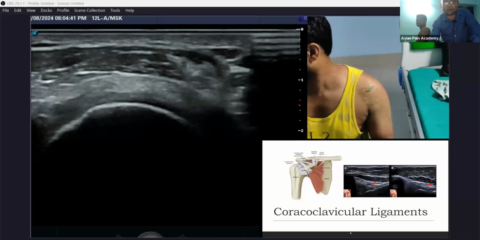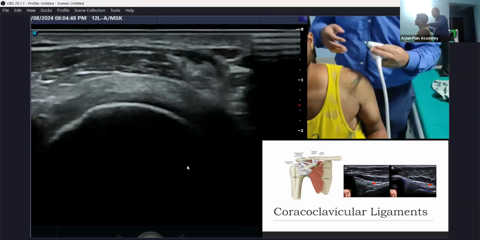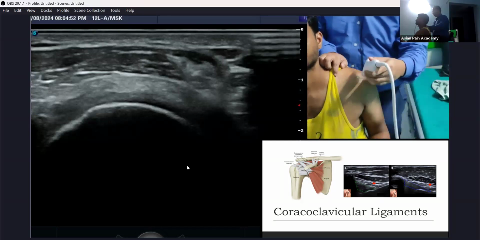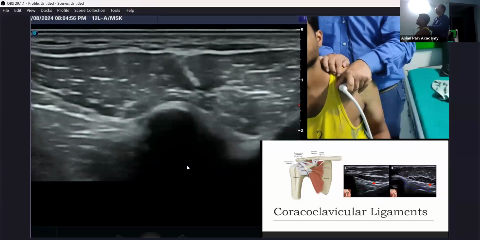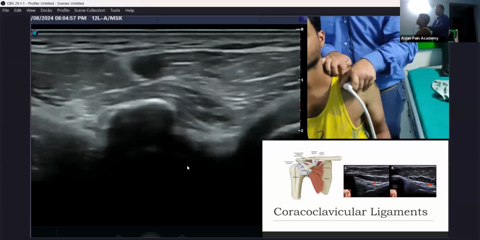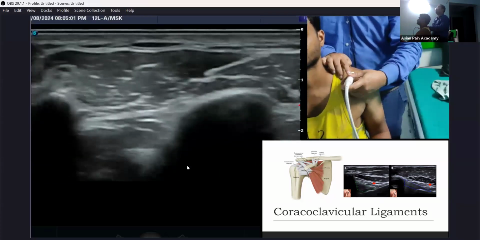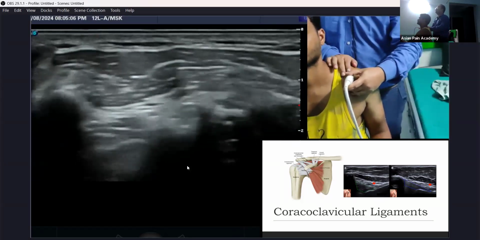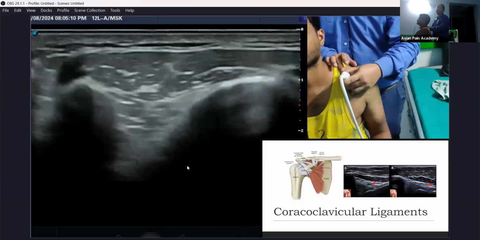Coracoclavicular ligaments are not that important, but for the sake of completion, I will just show you the coracoclavicular ligament. So here first I go slow. This is the coracoid process. I bring it to the middle part and then I just rotate it, and I see on the right side it is the coracoid, and on the left side it is the clavicle.